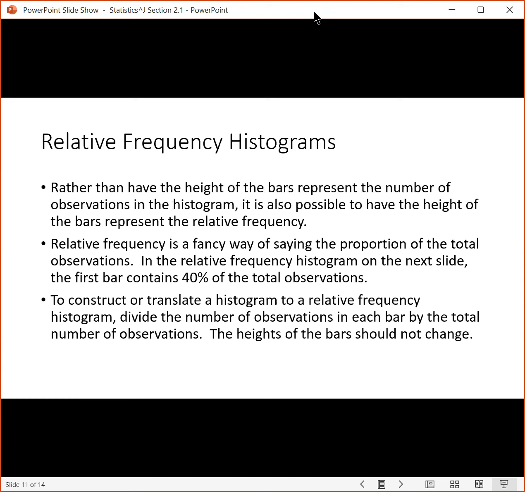Rather than have the height of the bars represent the number of observations in a histogram, it is also possible to have the height of the bars represent the relative frequency. Relative frequency is a fancy way of saying the proportion of the total observations. In the relative frequency histogram on the next slide, the first bar contains 40% of the total observations. To translate a histogram to a relative frequency histogram, you divide the number of observations in each bar by the total number of observations. Then the heights of the bars should be the same in the two graphs.